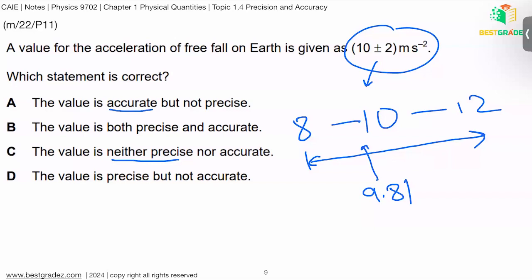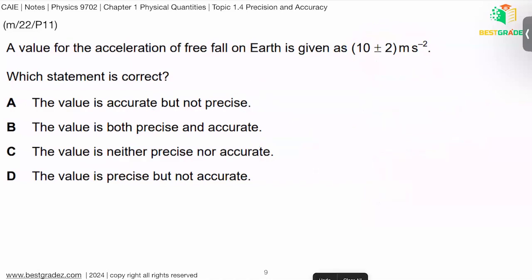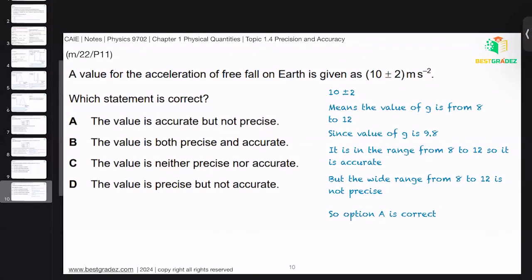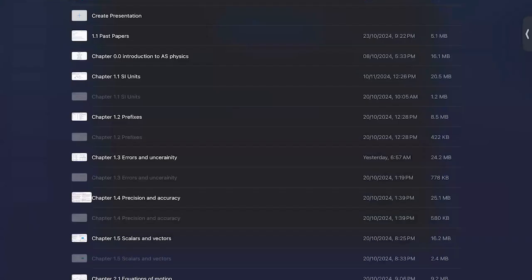So I'll go for the accurate ones, but the problem is with precision. C was not accurate, so C was wrong because of this part. So we want to see which one is not precise but accurate. Okay, so A should be correct. Right, I'll move forward. Achha. So that was about precision and accuracy.